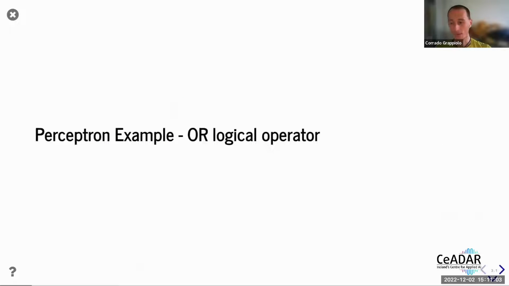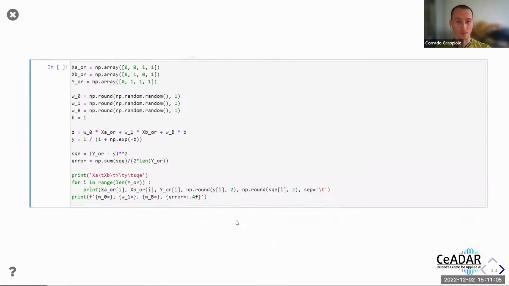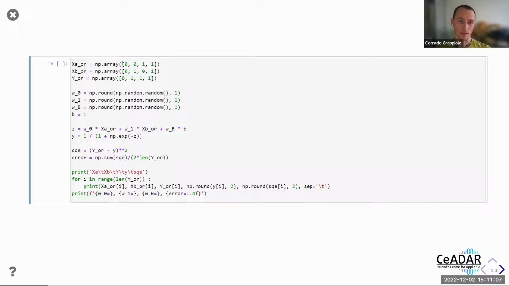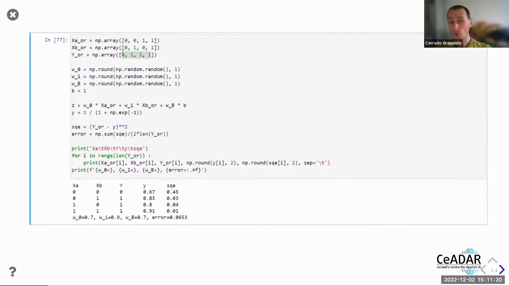I made an example of a perceptron, which is the OR logical operator. As you know, it takes as input two values, A and B. You can see it here in column form, and this is the output that you will get. And the idea is to train a perceptron to predict these values, 0, 1, 1, 1, given these different inputs. This is an example. We can set the values randomly, and then we can get the results. This is the true value.